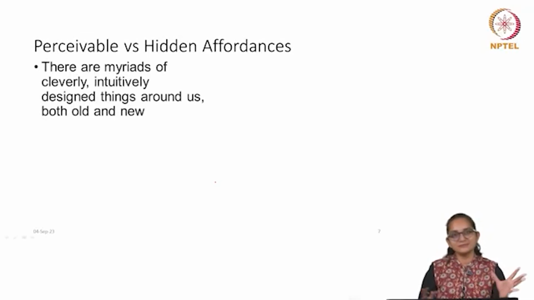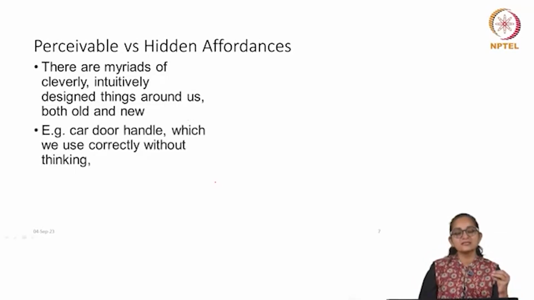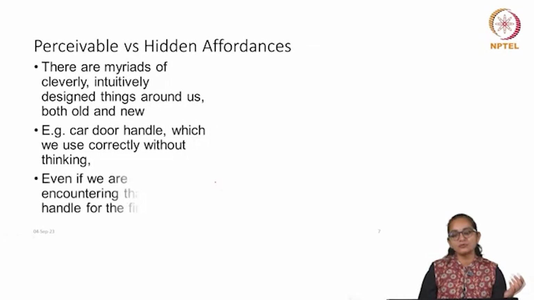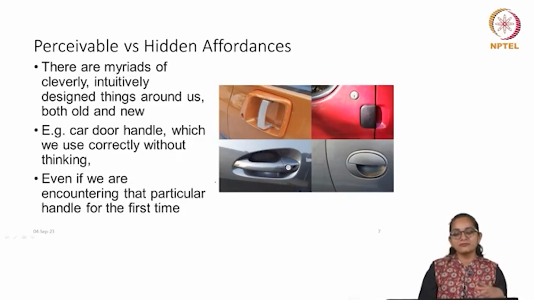If you look around, there are a lot of cleverly and intuitively designed things around us, such as a car door handle, and I like to give this example in my class as well. We know without even thinking how to use it, even if we are encountering that particular car handle for the first time. Roughly they all look like this. It may be very different design wise, form wise, shape wise, but just by looking at it we know how to use it.